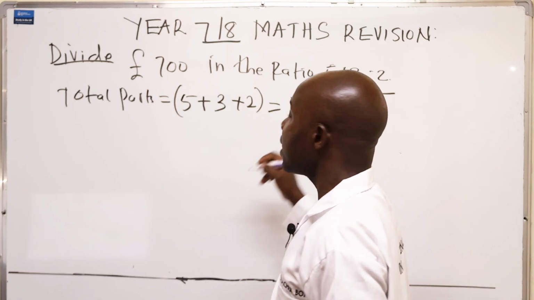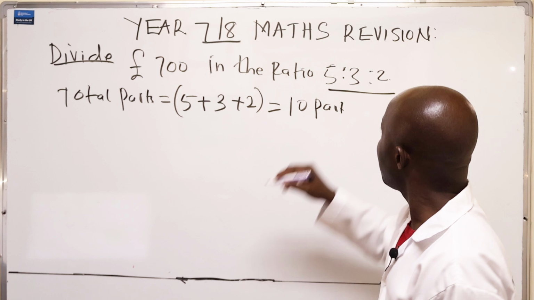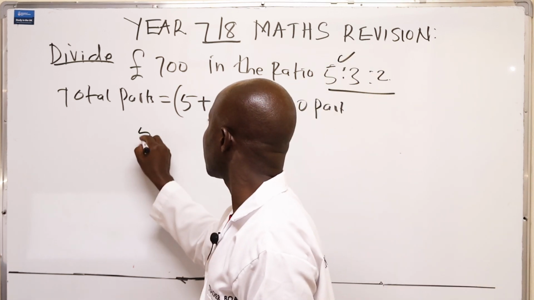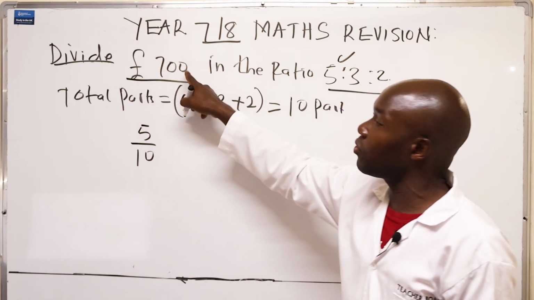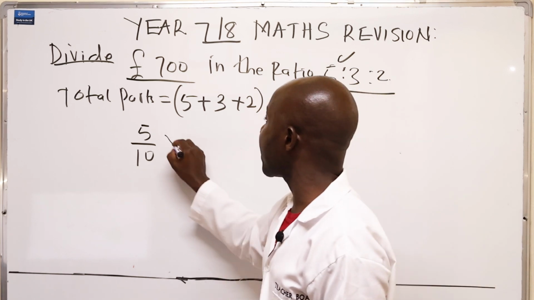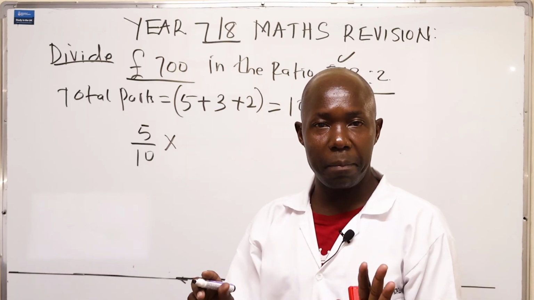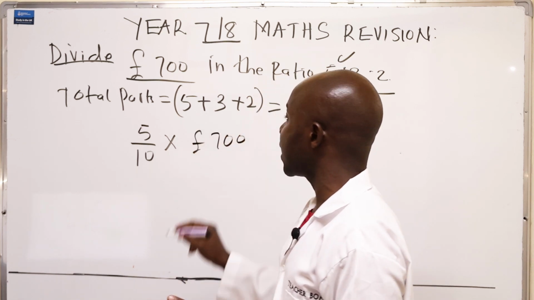Now, since we want to divide it in that ratio, what are we supposed to do? We take 5 parts. We come and say, the 5 parts we put out of total. Remember, the total should be equivalent to the total amount that is supposed to be divided. So we multiply, because the word of in mathematics means multiplication. So you put times, how many pounds? 700.